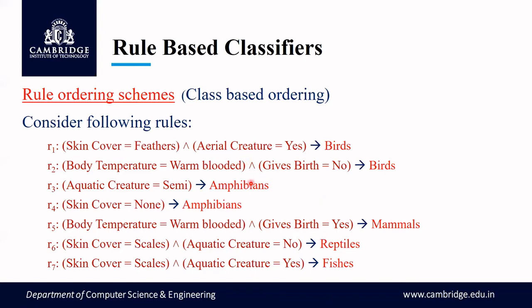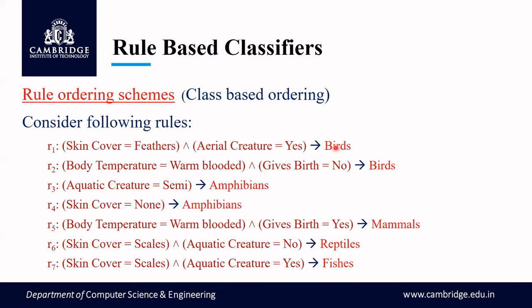I have the classes birds, amphibians, mammals, reptiles and fishes. Since I have grouped them together, now I'll see which class is frequently repeated in the training set. Now don't compare these rules with the training set given earlier. Consider these are the rules derived for a separate training set. So don't compare whatever I'm going to tell now with the training set that was given earlier.